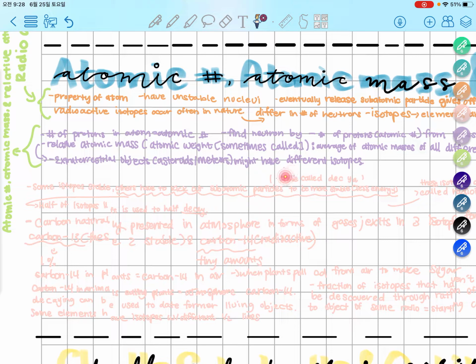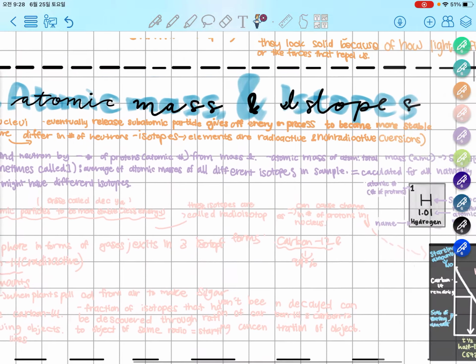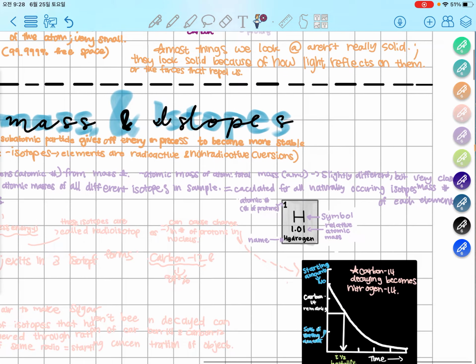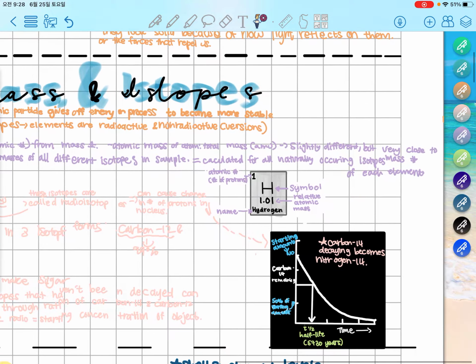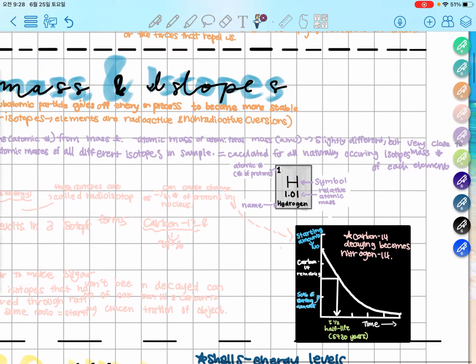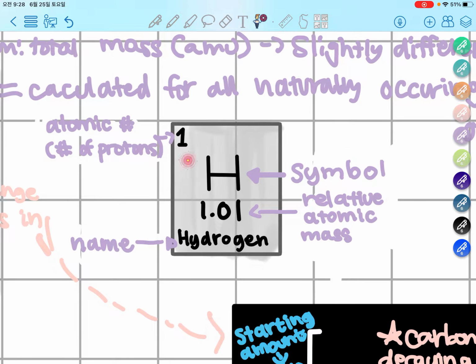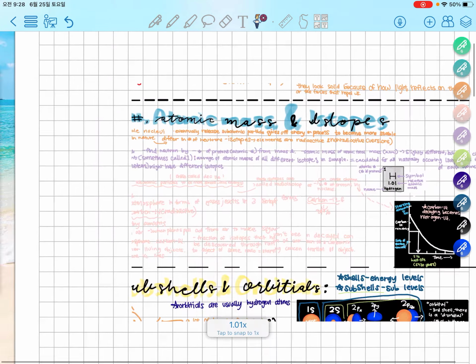Relative atomic mass is sometimes called the atomic weight. Extraterrestrial objects, asteroids and meteors, might have different isotopes. The average of atomic masses of all different isotopes in the sample equals the value calculated for all naturally occurring isotopes of each element. The atomic number is the number of protons here. This H is a symbol, this is the relative atomic mass, and this is the name of it.